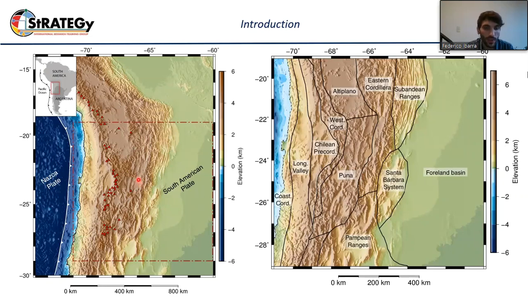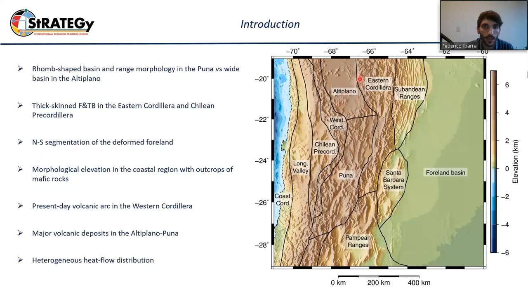Based on the structure and stratigraphy of the region, it has been subdivided into several morphotectonic units. The Altiplano and the Puna constitute a high elevation plateau, which is surrounded by thick-skinned fold-thrust belts in the west and the east, corresponding to the Chilean Precordillera and Eastern Cordillera. Farther east, the foreland is actively deformed by three different systems. A thin-skinned fold-thrust belt in the north, corresponding to the Subandean ranges, and to the south, two broken foreland systems, corresponding to the inverted Cretaceous rift of the Santa Barbara system, and the fault-bounded basement blocks of the Pampean ranges.